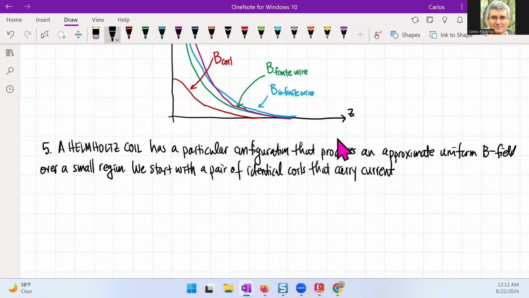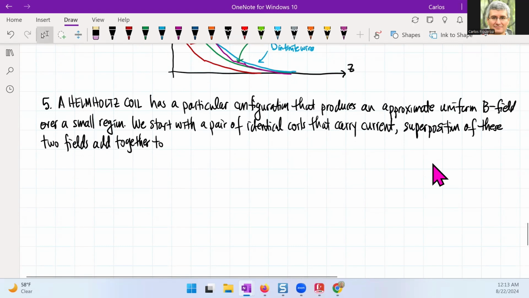Now, how they carry current becomes important. If they carry the same currents, that's what's called a Helmholtz coil. If they carry the opposite currents, then it's called an anti-Helmholtz coil. So we start with a pair of identical coils that carry the same currents, and the superposition of these two fields add together to produce a net field.